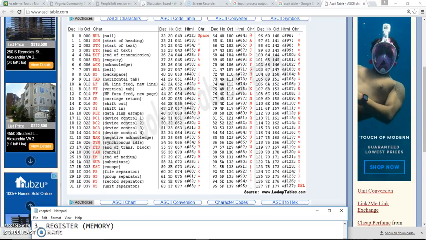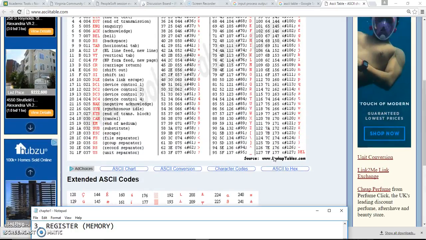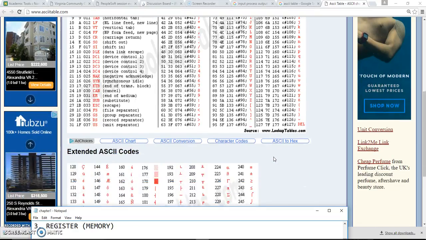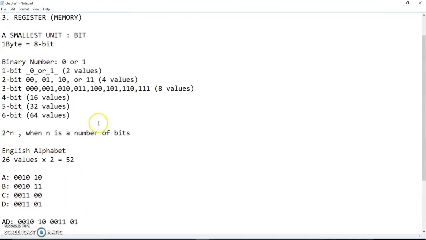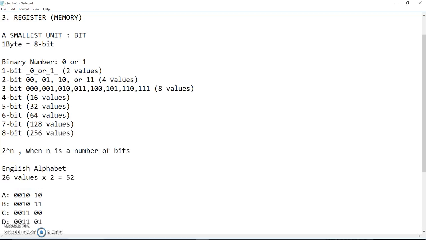So how many bits do we need now? If I look at a standard keyboard, 104 keys with shift is 208 values. How many bits do we need? If we have 7 bits, how many values can be given? 128, which is not enough. So we need 8 bits, right? It's going to be 256 values. And how many bits are in one byte?